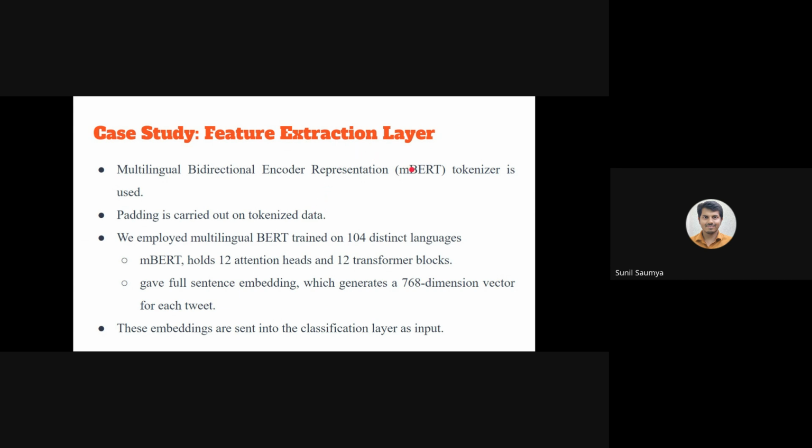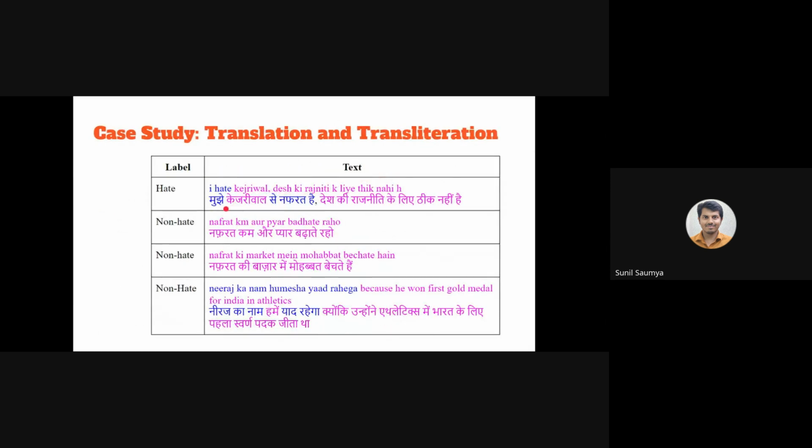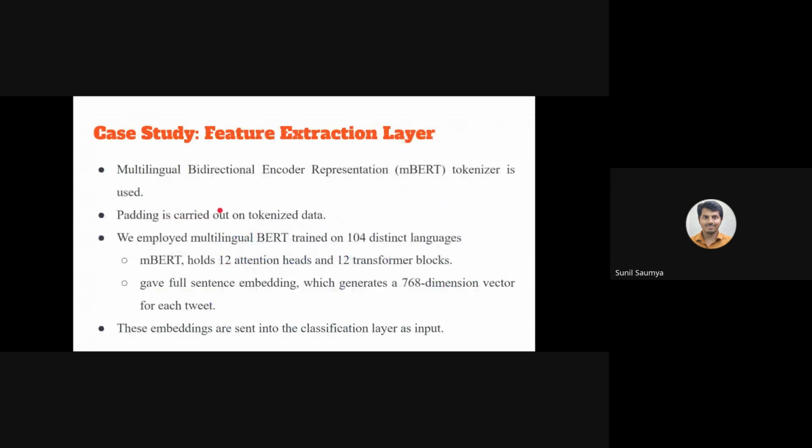For feature extraction, we simply extracted the embedding for each sentence. For that, we used mBERT, the multilingual bidirectional encoder, because it supports more than one language. Padding was required because every sentence was of different length. The result was an embedding vector with 768 dimensions for each sentence.